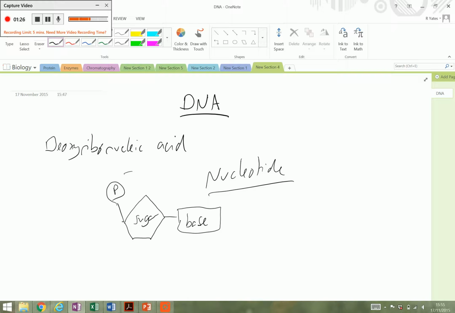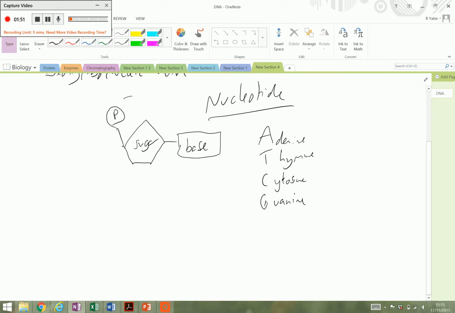Your pentose sugar, that's your deoxyribose, and then the base over here defines what the nucleotide is. So the bases you can have that can fit in there: A, T, C, and G. So adenine, thymine, cytosine, and guanine. You don't need to know those full names really, they're just there for a little bit of extra.